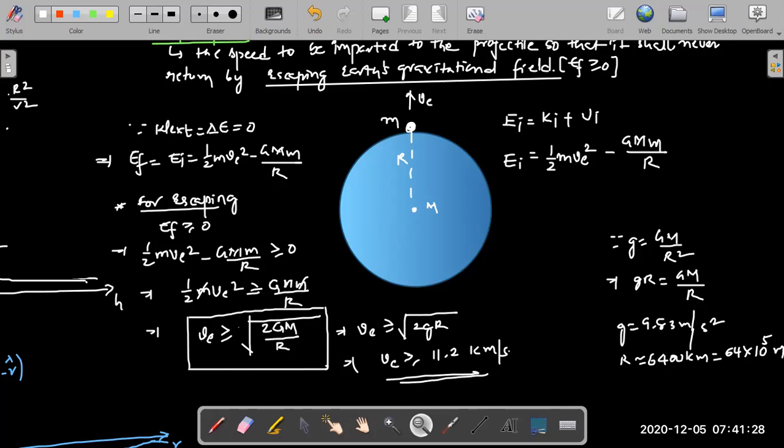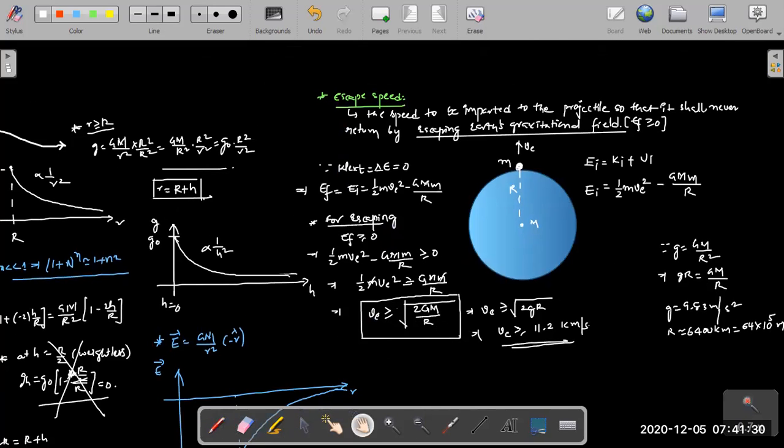So this is the idea behind escape speed. Is this value constant for all places on Earth, sir? It differs a little bit, slightly different, but not very significant. Ignore it.